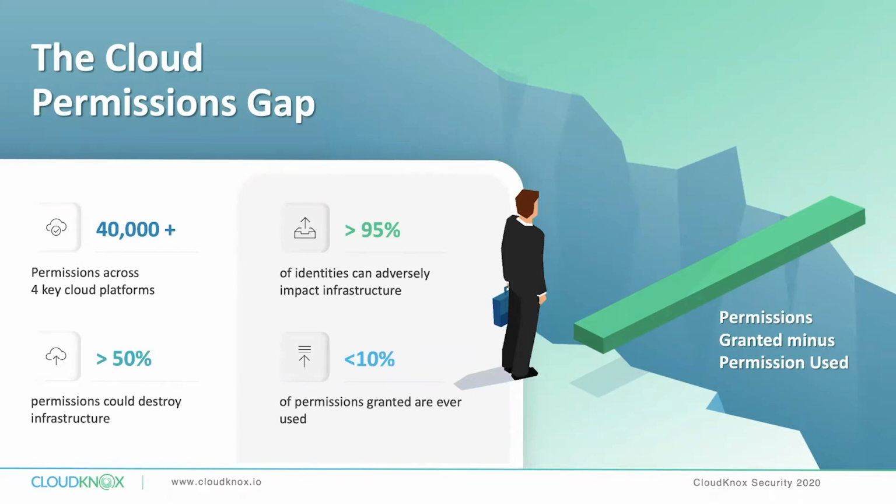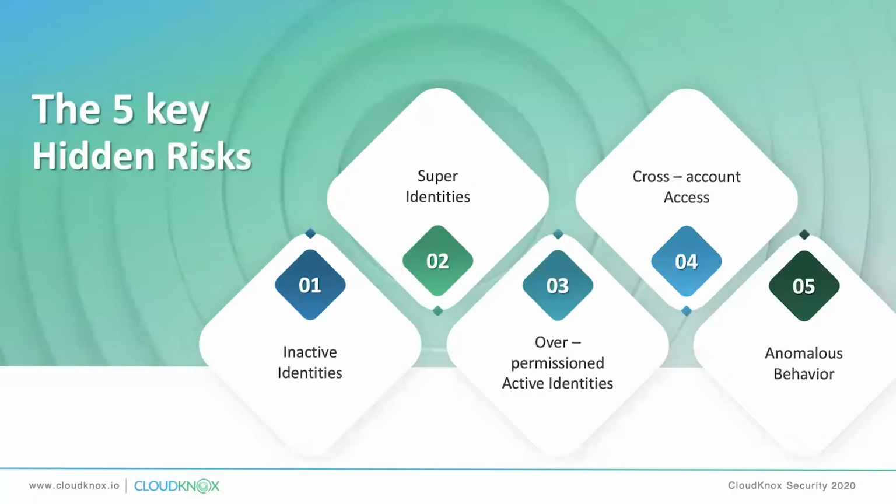This dangerous delta that I just described between permissions granted and permissions used is what we call the cloud permissions gap. And of course, the larger the gap, the larger and more menacing is the attack surface. And really, to properly address this gap, we believe that you need to tackle those hidden risks that are actually creating it. Which brings me to the next slide in the more technical part of this presentation.